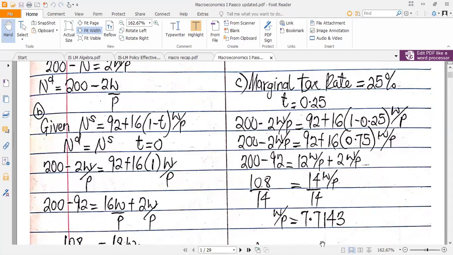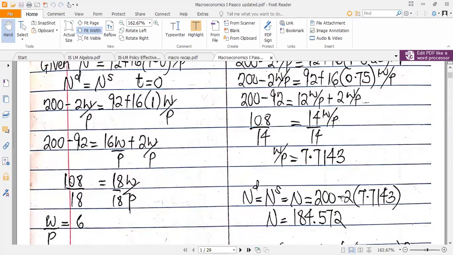You have to solve it for all the variables. So from the real wage, we have to find N. One mistake we can make is putting this W over P into the old NS. Please, let's check that. Okay, B.